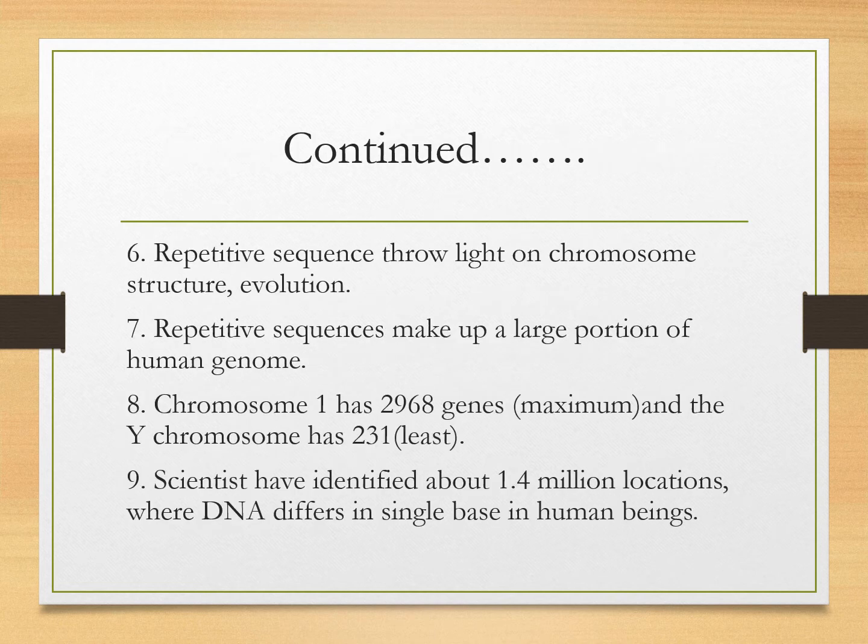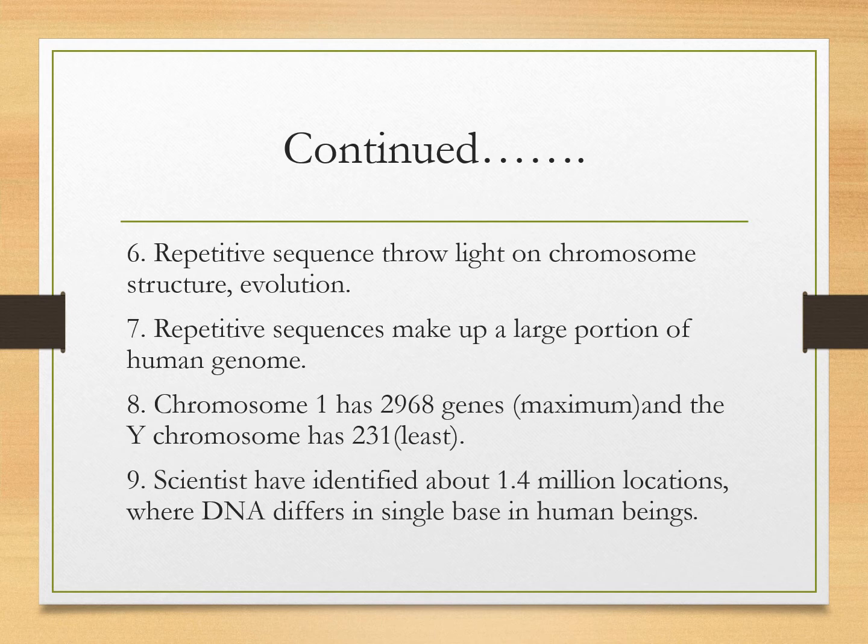And there are so many repetitive sequences, and these repetitive sequences throw light on chromosomal structure and evolution. Because if there are some changes going on in the part which is unknown, whose function is not known, they will not be seen because they are not expressed at all. And a repetitive sequence means a particular sequence that is repeated, so that is called repetitive sequences.